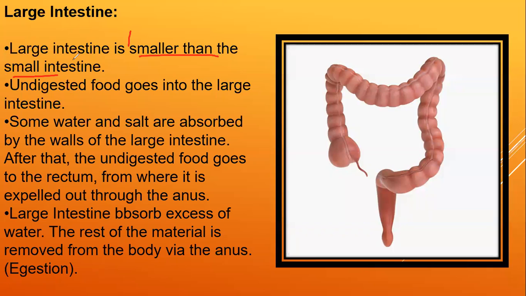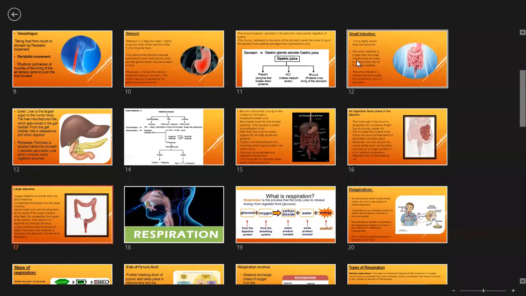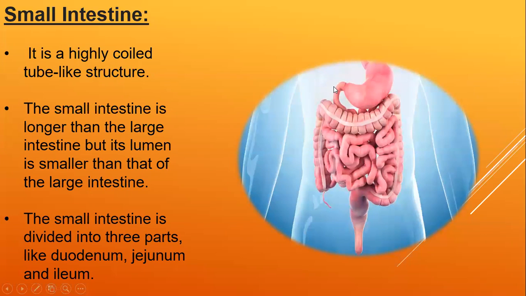Okay. Large intestine is smaller than small intestine. However, it is said to be the large intestine. Why? Because the lumen of small intestine is smaller than that of large intestine.